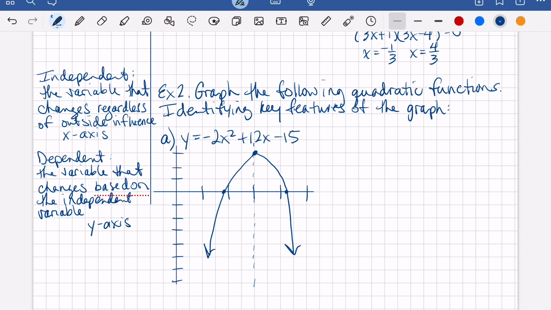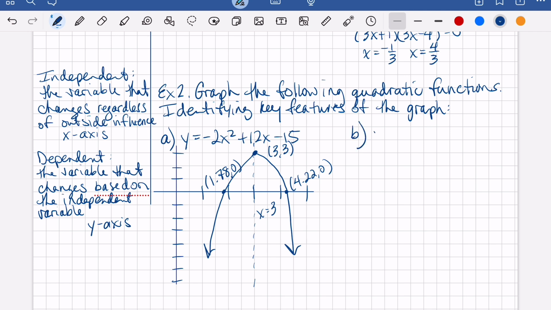And when we can, we want to put in the zeros or y-intercepts. So it's not only putting that graph down, it's also labeling the coordinates. And then there you go, that's your graph.